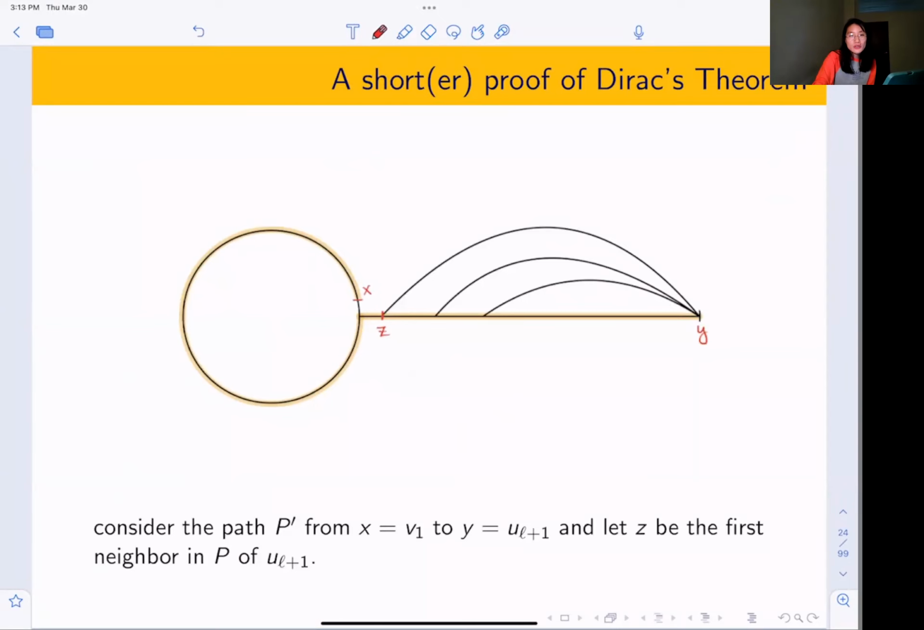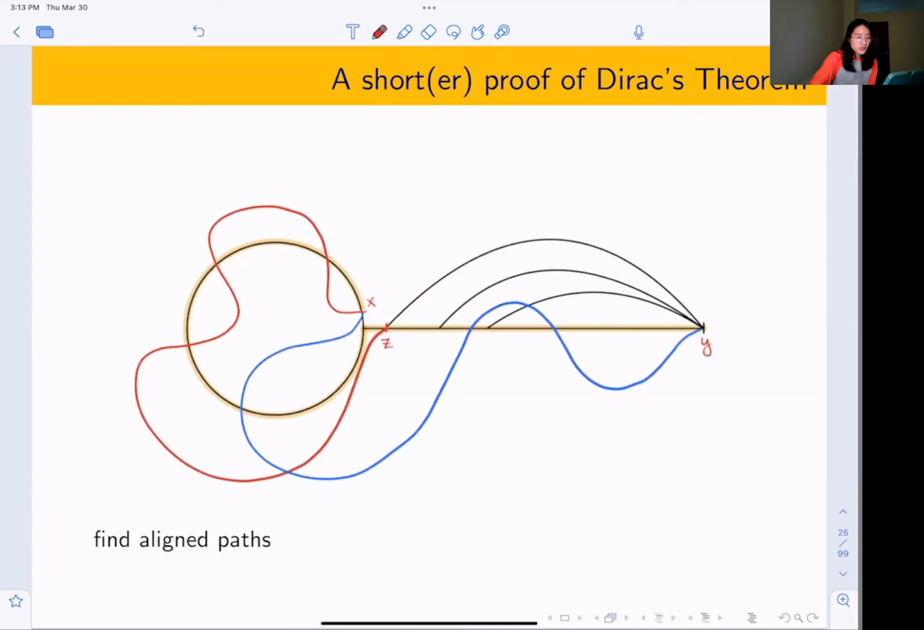And now I'm going to choose some path P, which is this highlighted path on the outside. I start with this vertex X, this vertex Y, and for my special vertex Z, I'm going to let it be the first neighbor of Y inside of this path. So this lemma that we proved then says that we have a pair of aligned paths, one of them going from X to Z, the other one going from X to Y.